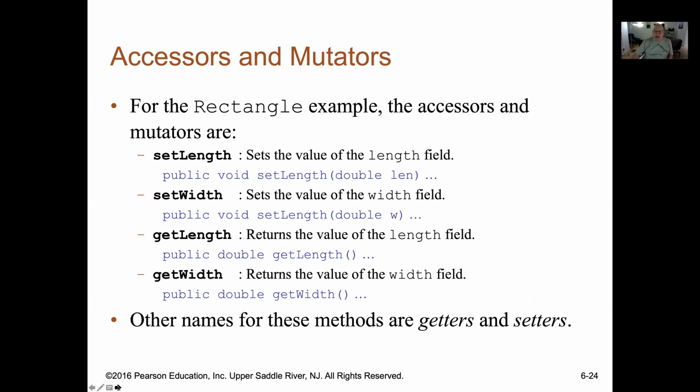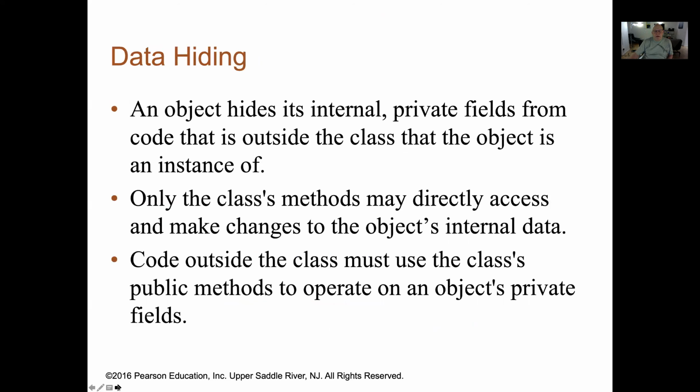So this shows an example of the accessors and the mutators for a rectangle. What is data hiding? Well, data hiding: an object hides its internal private fields from the code that is outside the class that the object is an instance of. Only the class's methods may directly access and make changes to the object's internal data. Code outside the class must use the class's public methods to operate on the object's private fields.